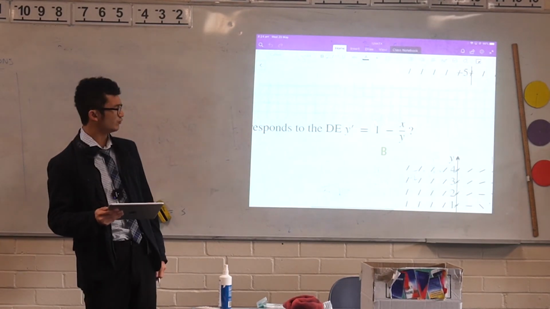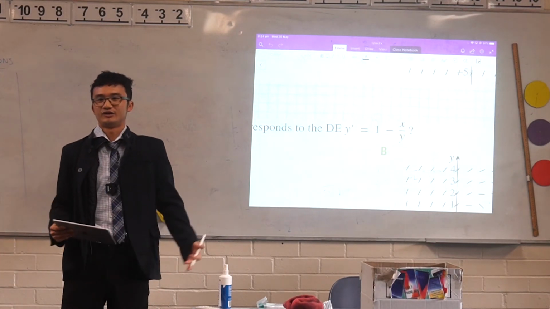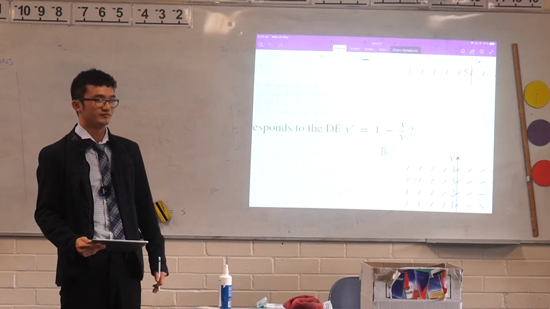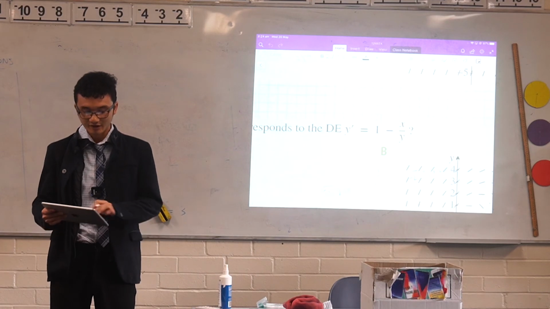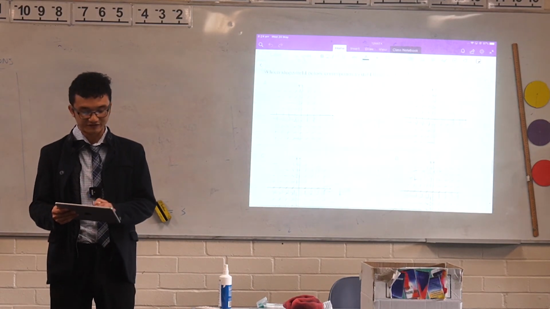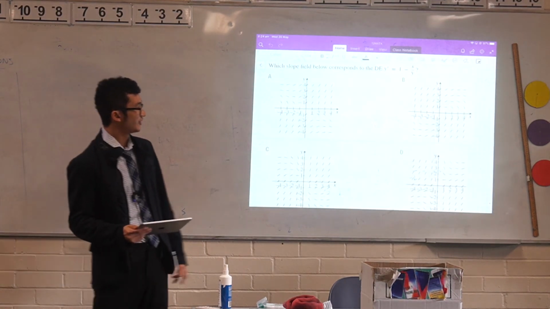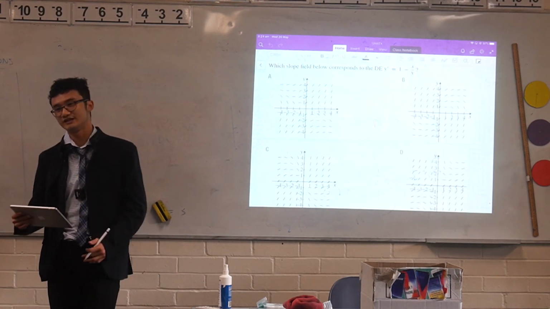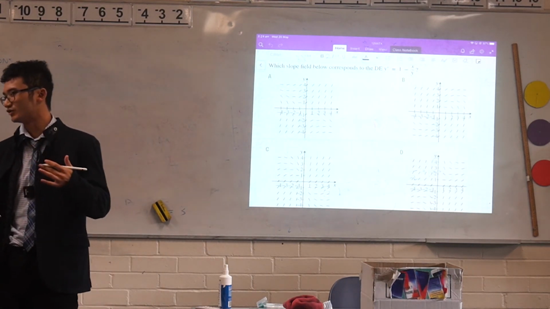y' is equal to 1 minus x on y. Yeah, I know what an equation is, but I look at that and it doesn't really mean anything to me. But it turns out that we can represent that visually as one of these directional fields, and that gives us a bit more understanding of what this is actually representing.